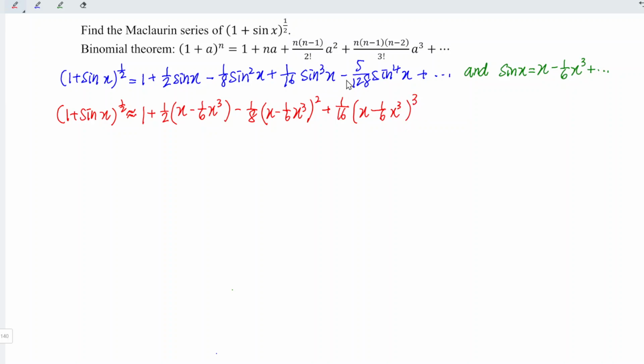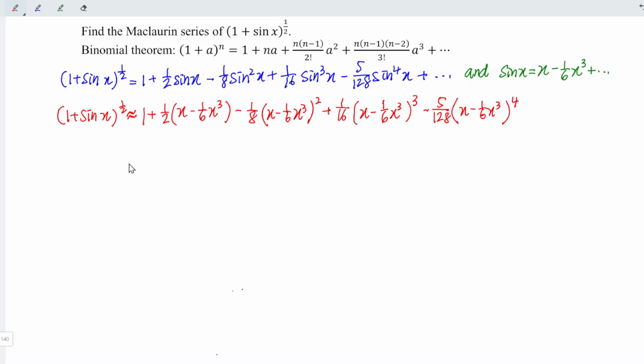Since this is cube, and we minus 5 over 128 sine to the power 4. So we have x minus 1 over 6 x cubed, the whole thing power 4, and so on. And this is approximately equal to 1 plus 1 over 2 times x, 1 over 2x, plus minus minus 1 over 2 times 1 over 6, 1 over 12, and we have x to the power 3.